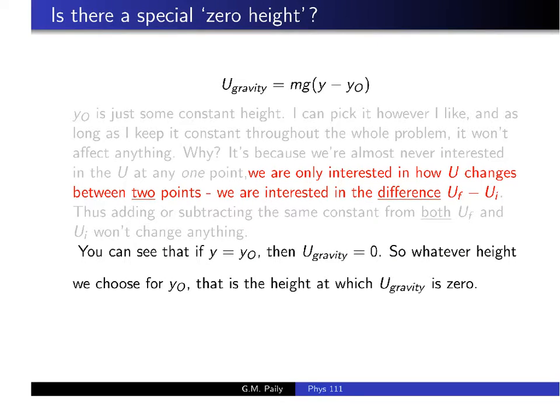So if y equals y naught, then u gravity equals 0. So whatever height we choose for y naught, that is the height at which u gravity is 0. And all we need to do is just choose one height to be y equals 0 for a single problem and just keep it consistent throughout that problem.